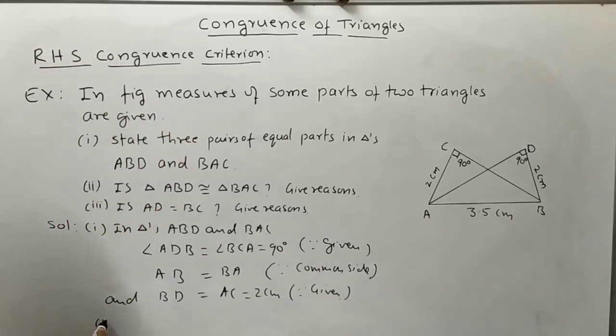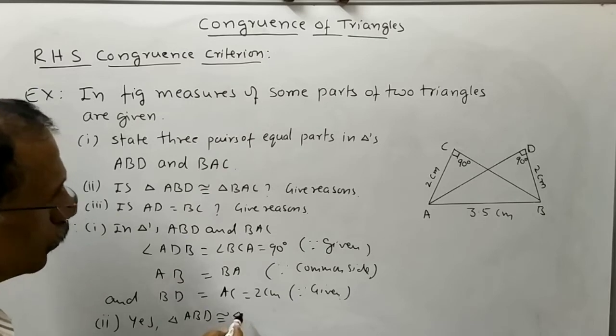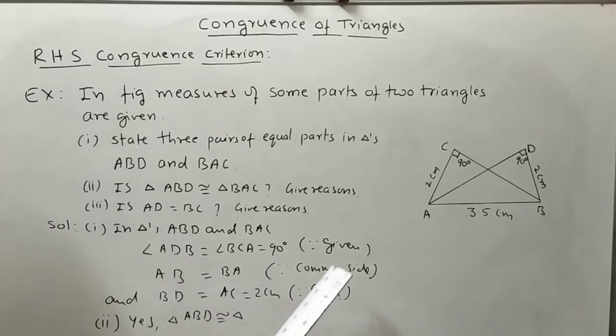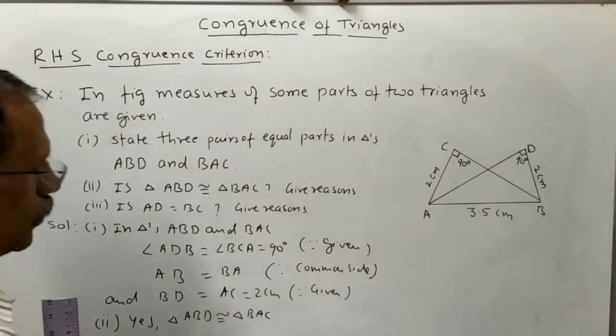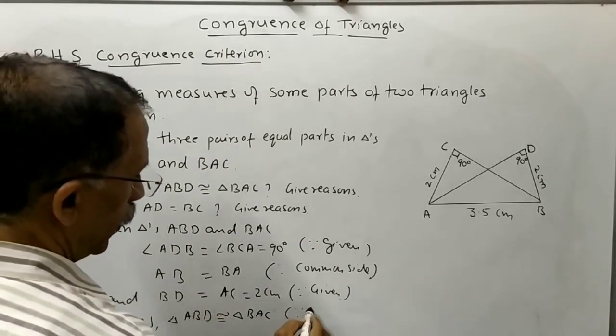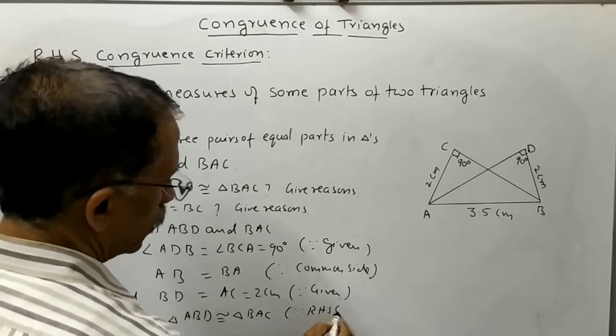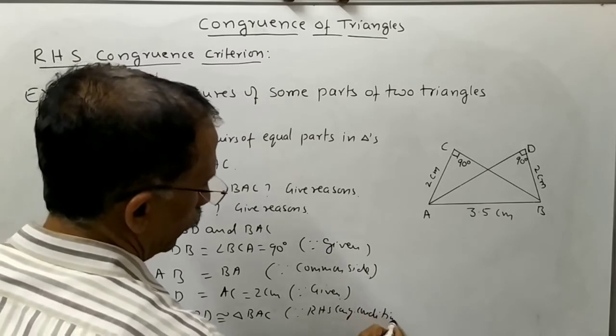So triangles are congruent. Therefore we can say yes, triangle ABD is congruent to triangle BAC. By which congruence condition? By RHS congruence condition or criteria.